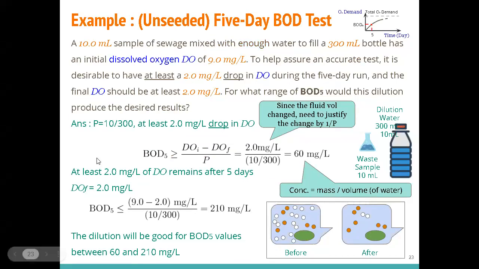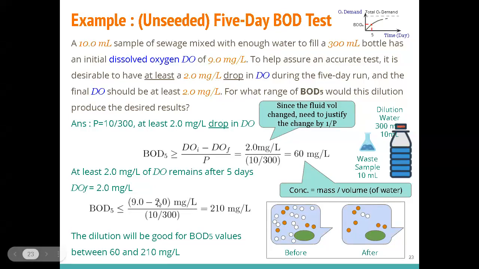Okay, so I forgot to mention one thing. The question is saying that your final dissolved oxygen should be at least 2. What does it mean? It means that you don't want to exhaust all the dissolved oxygen in the water body. You want to have something left, right, so that you are making sure that this is aerobic. This is not anaerobic, right? So 2 is the minimum. At least 2, okay, minimum, yeah.